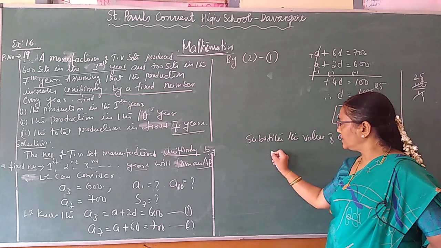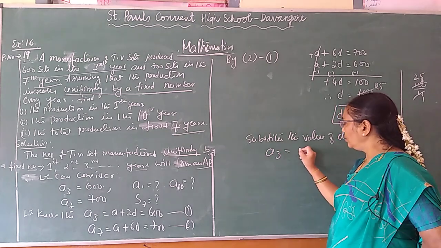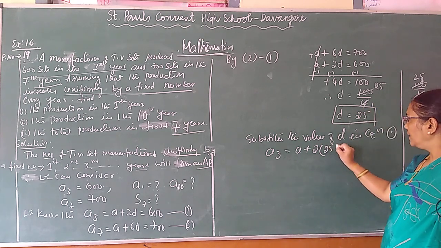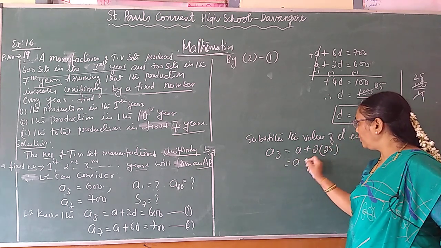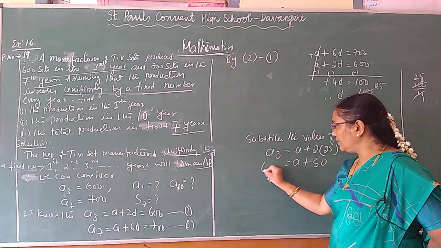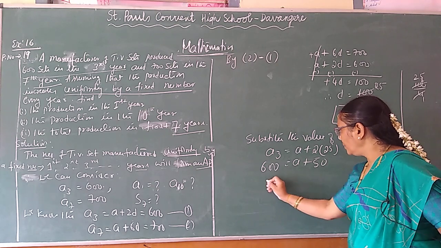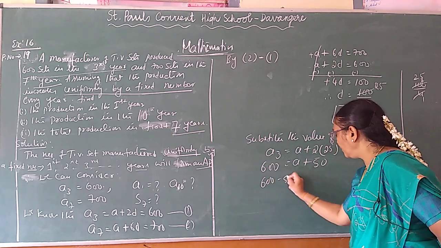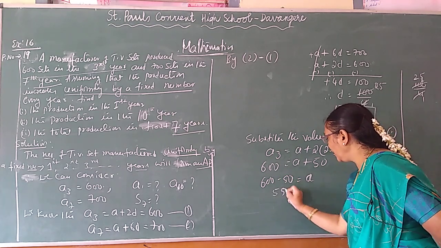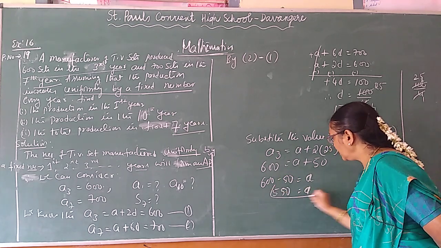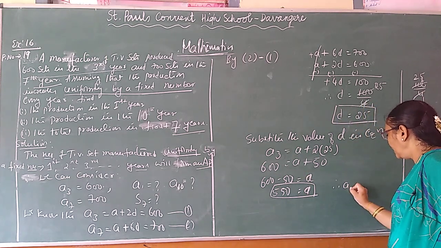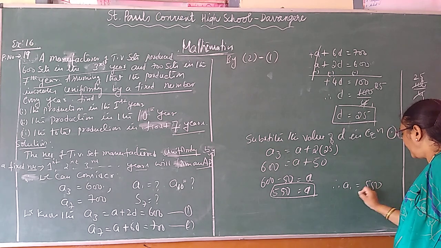So I am considering the first equation, that is A3 is equal to A plus 2 into, what's the value of D? 25. So that is equal to A plus 25. What's the value of A3? They are given 600. Therefore 600 minus 50 is equal to A. 600 minus 50 means 550 is equal to A. So this is our first year production. Therefore you can consider A1 is equal to 550.